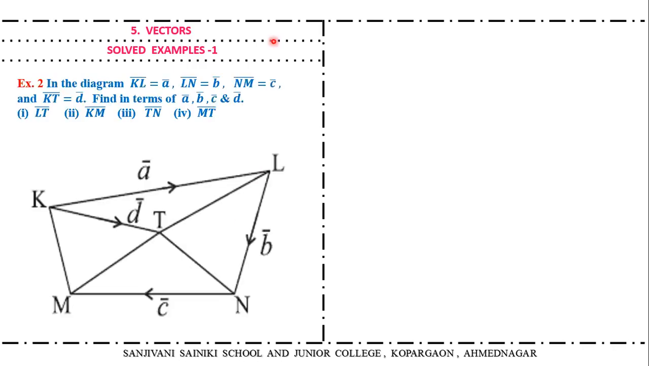Next, in the diagram, KL bar is equal to A bar, LN bar is equal to B bar, NM bar is equal to C bar, KT bar is equal to D bar. Then using these vectors A bar, B bar, C bar, D bar, we have to find LT bar, KM bar, TN bar and MT bar.